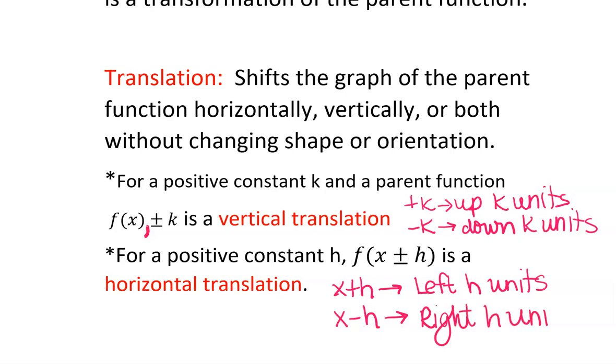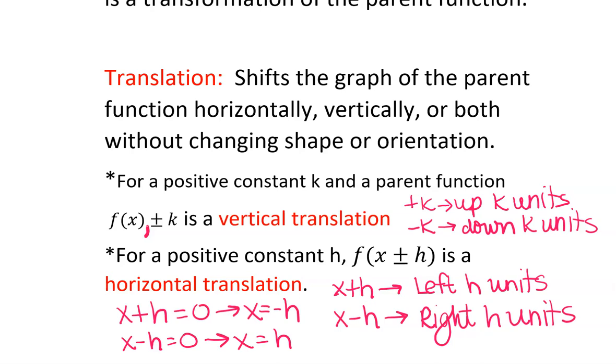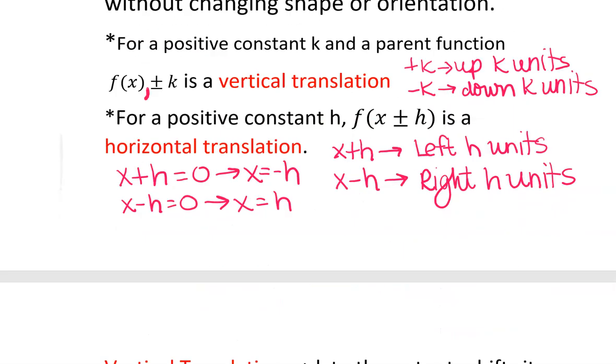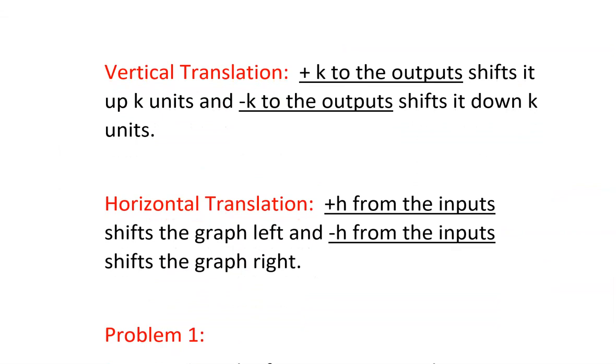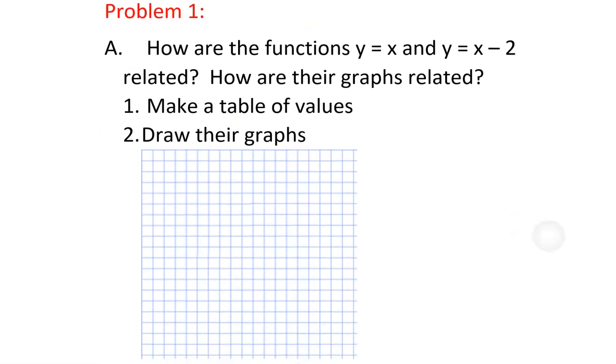Now, the reason it's like that is because you're looking at it like an equation. X plus h equals 0 would give you x equals negative h, which would mean left h. If you look at x minus h equals 0 and you solve it, you get x equals h, which would be right h units. So we talked about the plus k, the minus k already. We talked about the plus h shifts it left, the minus h shifts it right. So let's look at one.